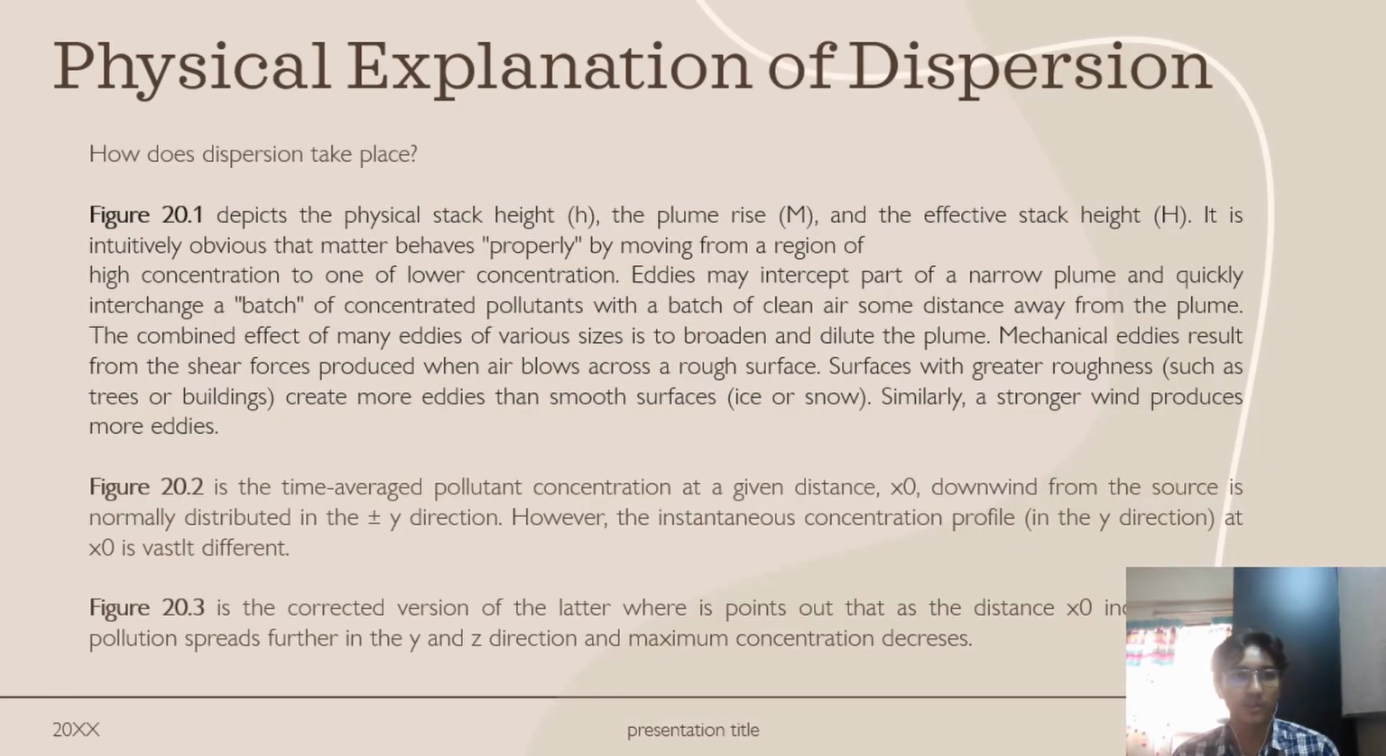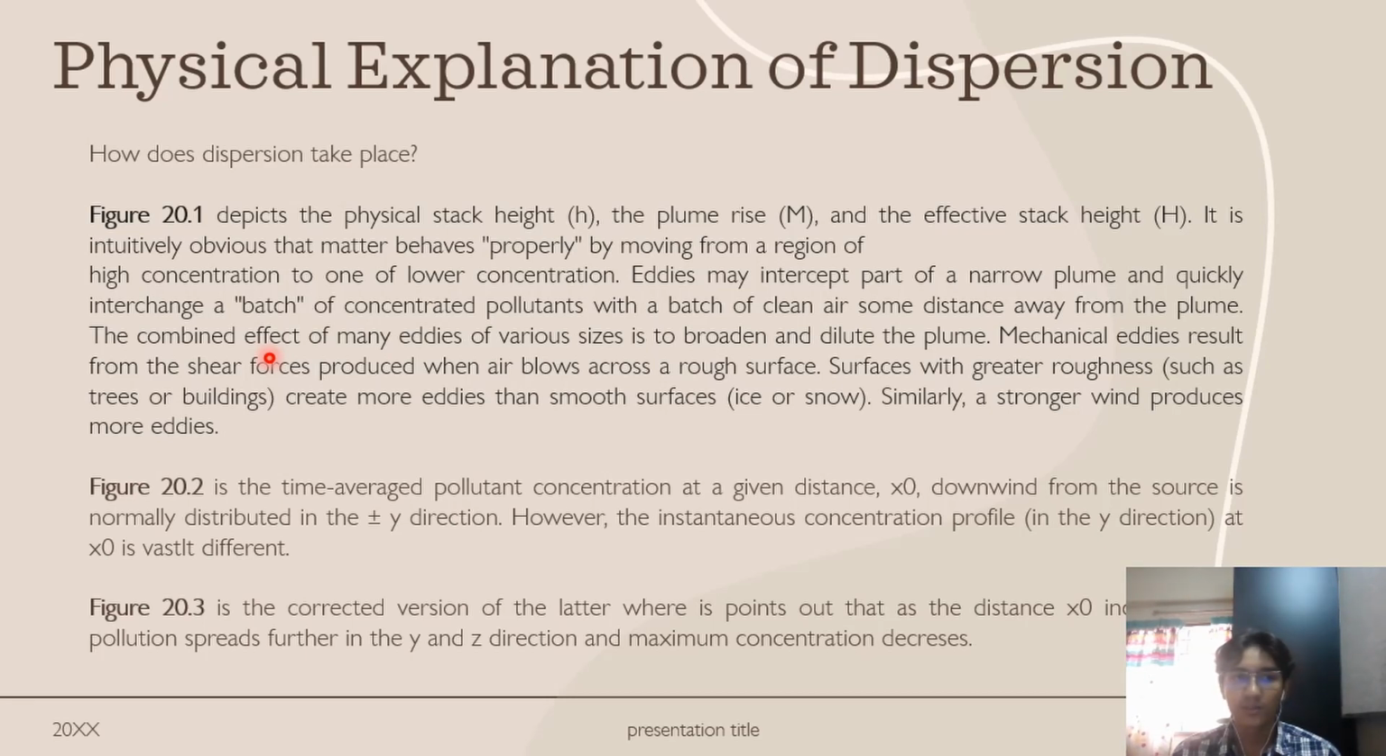Now let's ask ourselves a very important question. How does dispersion take place? Based on figure 20.1, it depicts the physical stack height, h, the plume rise, delta h, and the effective stack height, capital H. It is intuitively obvious that matter behaves properly by moving from a region of high concentrations to one of lower concentrations. Eddies may intercept part of a narrow plume and quickly interchange a batch of concentrated pollutants with a batch of clean air some distance away from the plume. The combined effect of many eddies of various sizes is to broaden and dilute the plume.